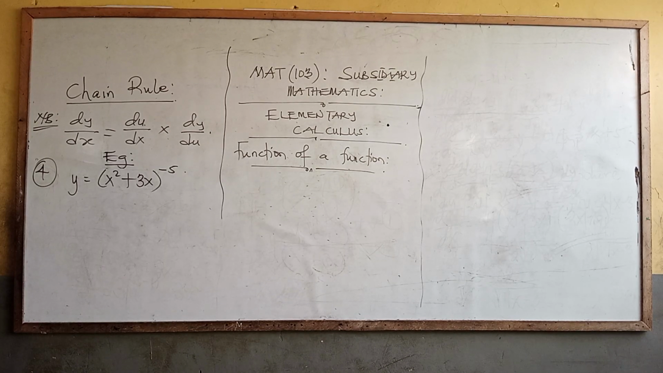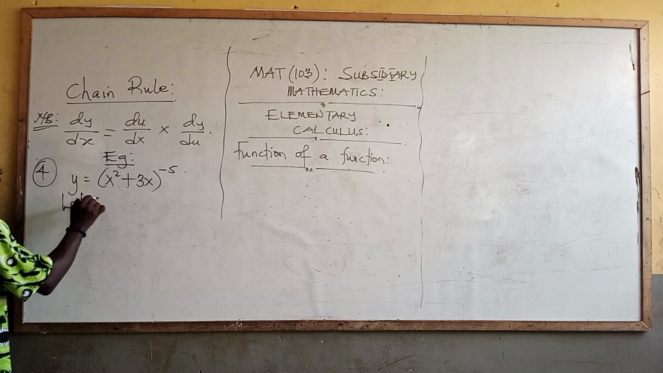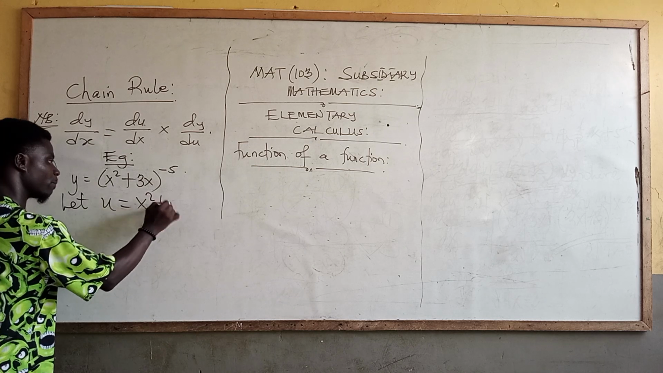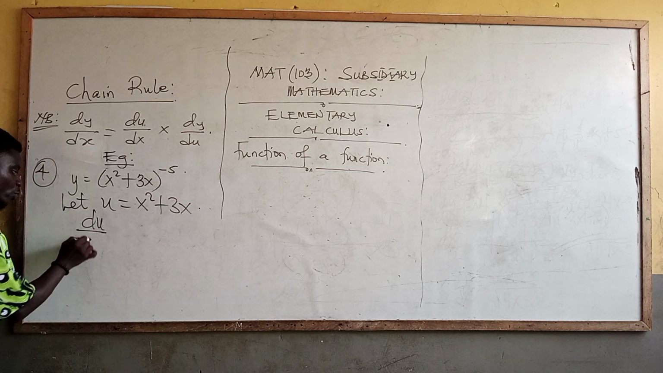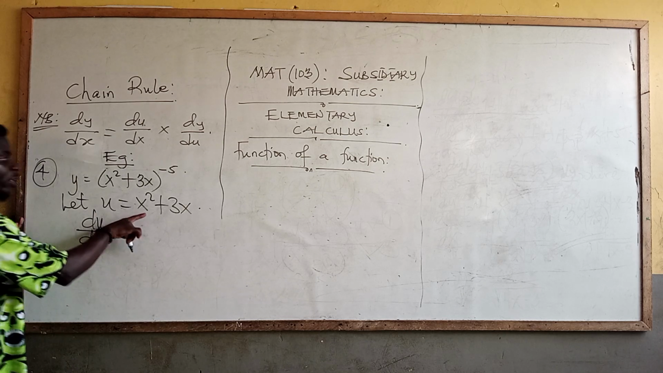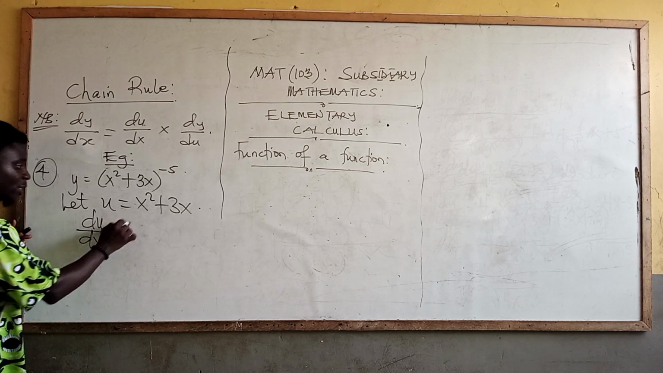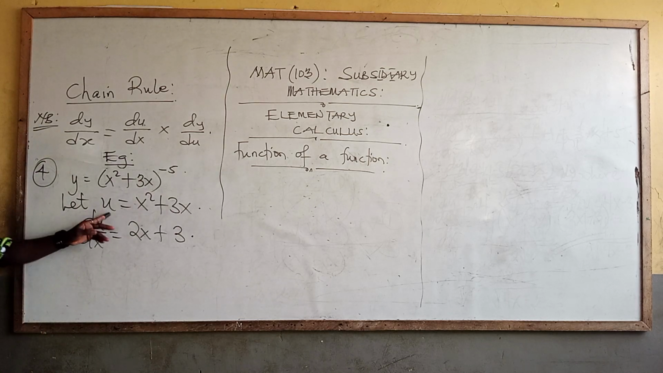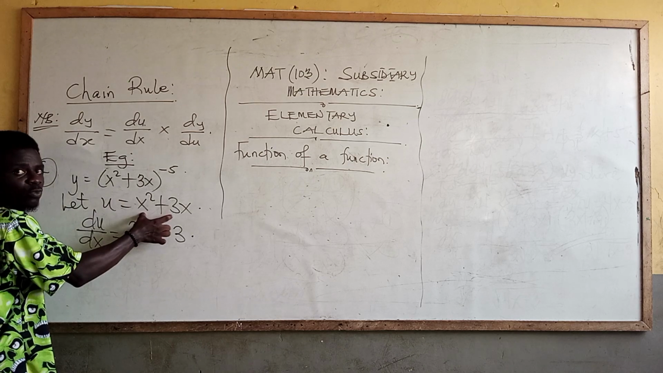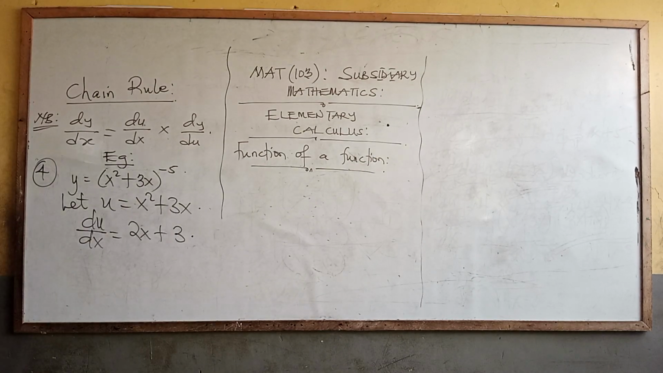Alright, so we are applying the chain rule. We let u equal to x squared plus 3x. What do we do again? We differentiate u with respect to x. When we differentiate u with respect to x, we get 2x plus 3. Right? Then now, you substitute u inside because u represents x squared plus 3x.